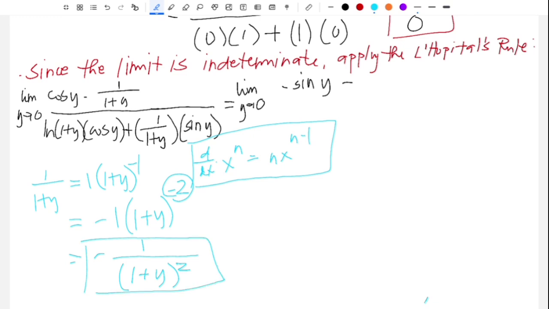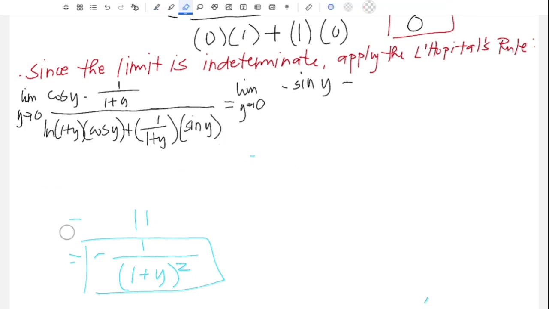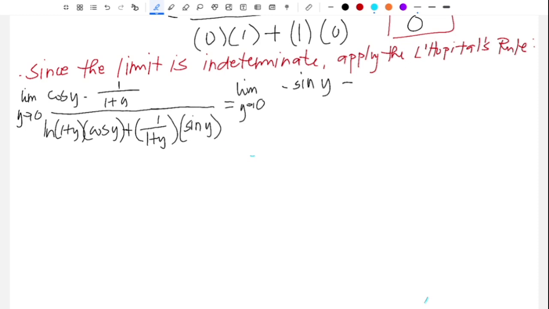Now that we have the derivative of our second term, let us plug it into our original solving. Okay. We have that was negative, right? We got the negative sign, and since it is positive here, it is negative 1 over (1 plus y) squared. This will be positive.